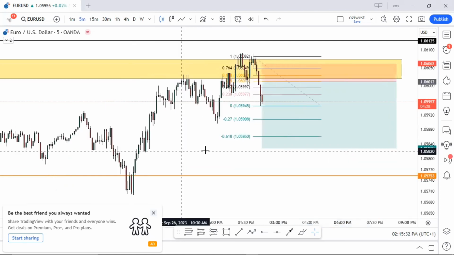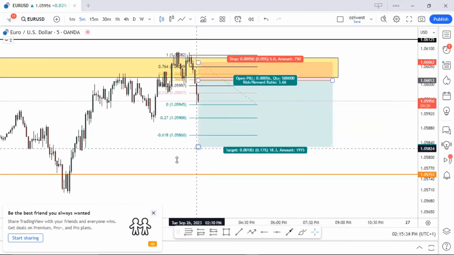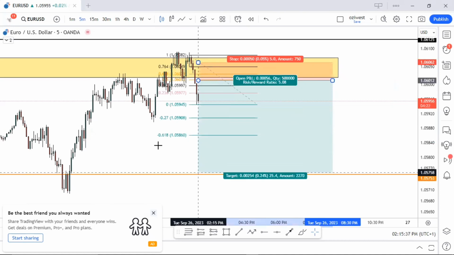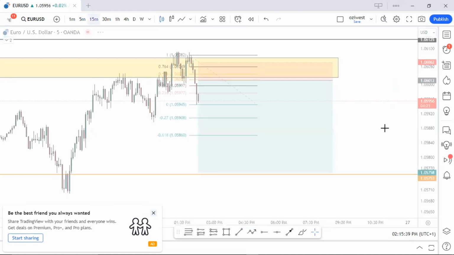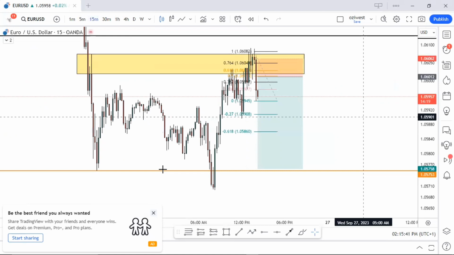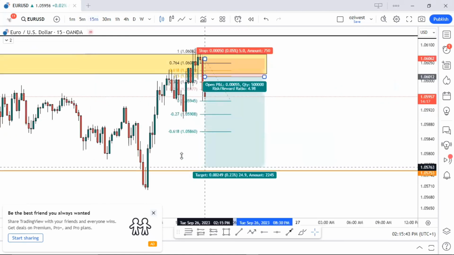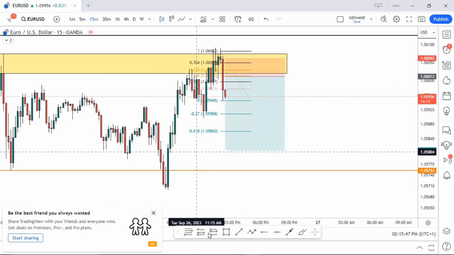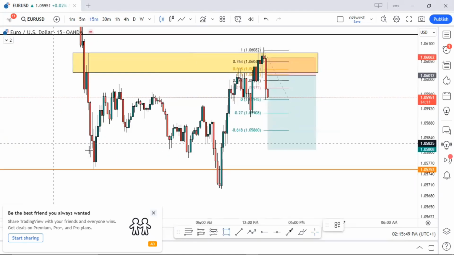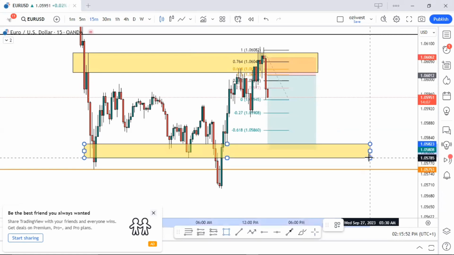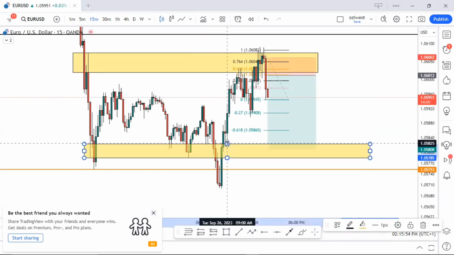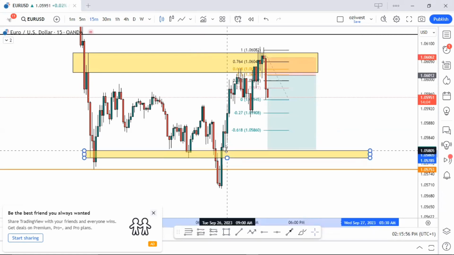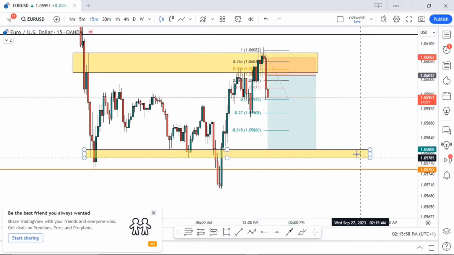And I'll increase my reward. Let's say 5 times my risk. Or should I just make it 4 and aim for this? Let me make it 4 times my risk, aiming for that same level of support. But let's see if we get a pullback. I'm anticipating a pullback.